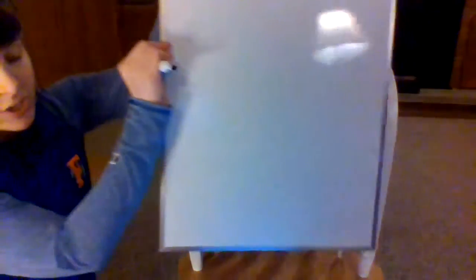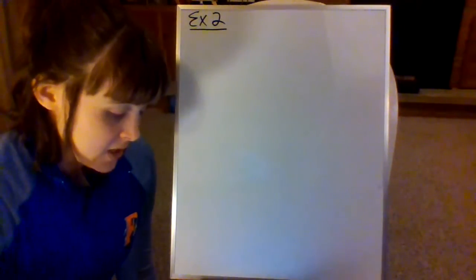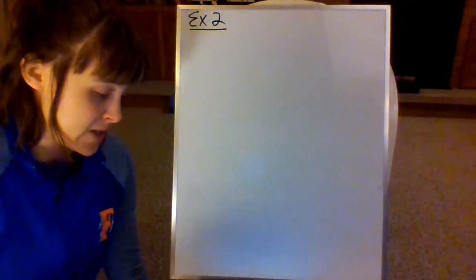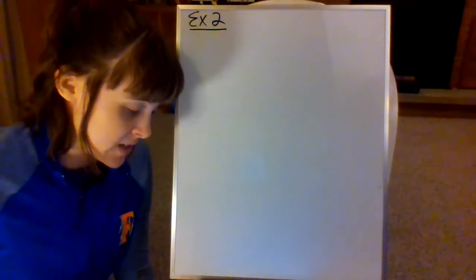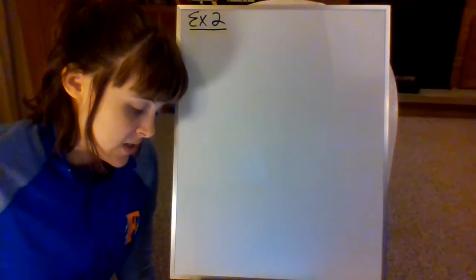So we're going to look at example 2. Example 2 is strictly about looking at a table and trying to find the limit from the table. We have a function, and we're going to figure out what is the limit as x approaches 0.